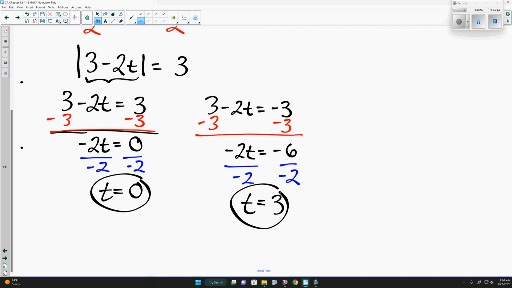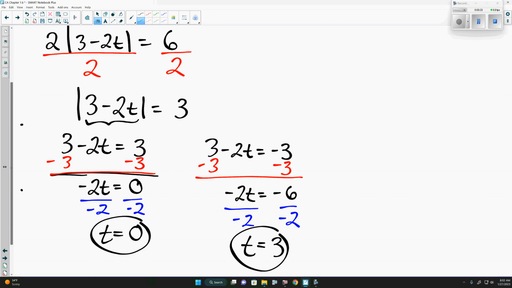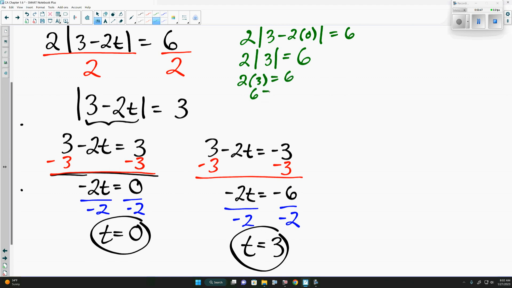If one of the numbers seems very off, it doesn't seem like it's the right answer, all we've got to do is go back to the starting problem and plug it in and check it. So we could say 2 times the absolute value of 3 minus 2 times 0 is equal to 6. Well, 2 times 0 is 0, so we just have the absolute value of 3. Absolute value of 3 is 3, and 2 times 3 is 6. 0 works.